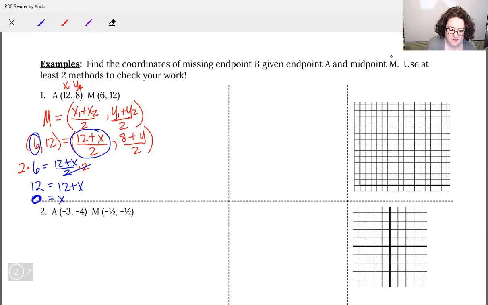So then let's try this as well with our y value and our y equation. Same thing, I'm going to set these two pieces equal. So 12 equals 8 plus y over 2. I'm going to use the same trick, multiply both sides by 2 to clear out my fraction. And so that clears out.